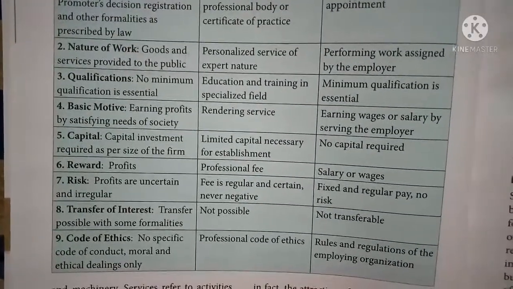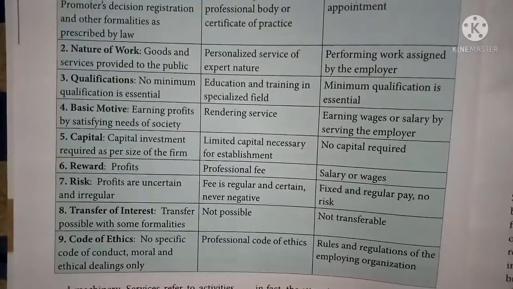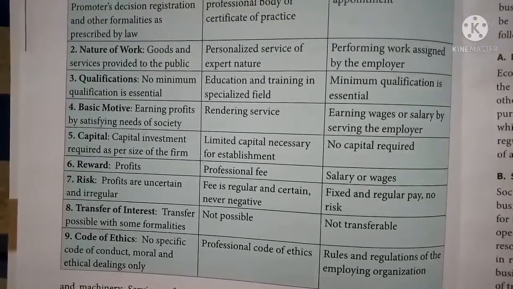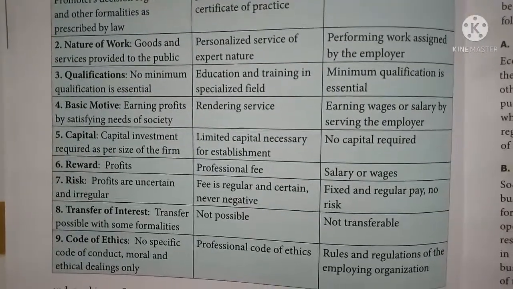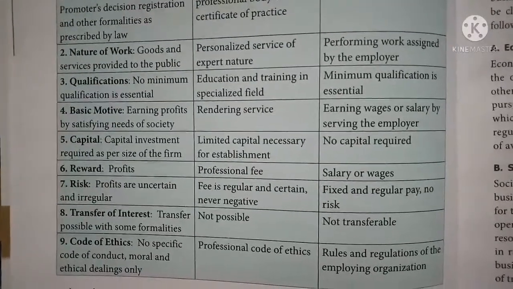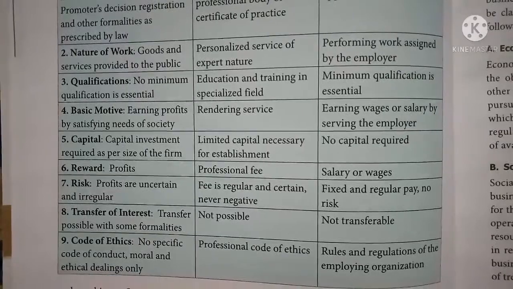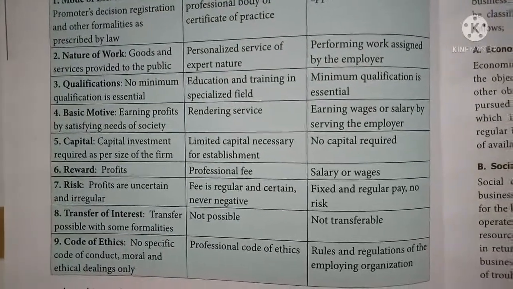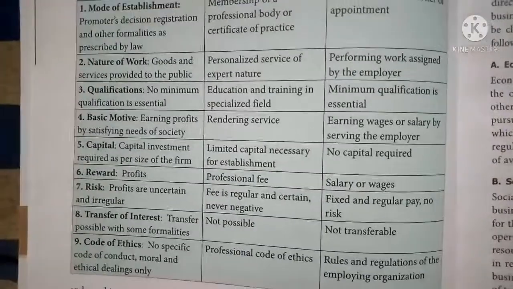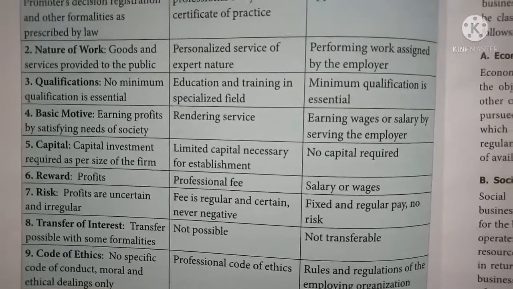Code of ethics. No specific code of conduct, only moral and ethical dealings. So there is no specific code of conduct in the case of a business. Only moral and ethical dealings are possible in running the business. But professional codes of ethics exist in the case of a professional business. In the case of employment, the rules and regulations of the employing organization apply. So all the employees must follow the rules and regulations fixed by the employer. They can work under the control of the employer. So a code of ethics is possible in the case of employment. So these are some of the important points of difference between business, profession and employment.